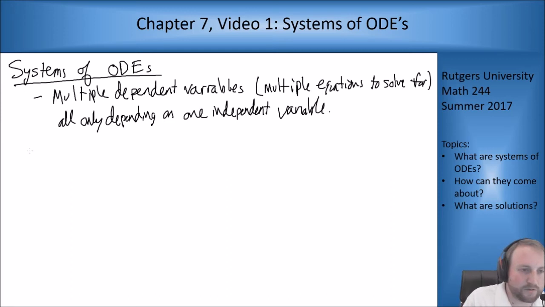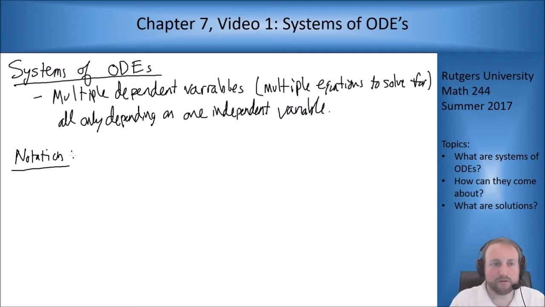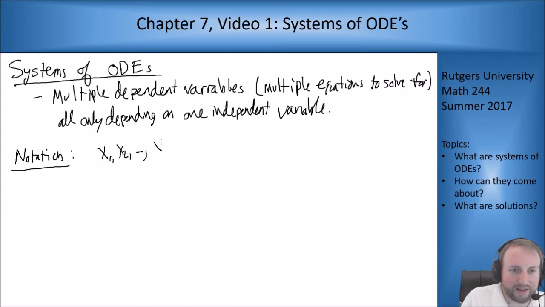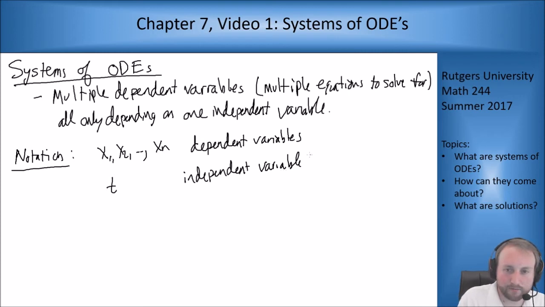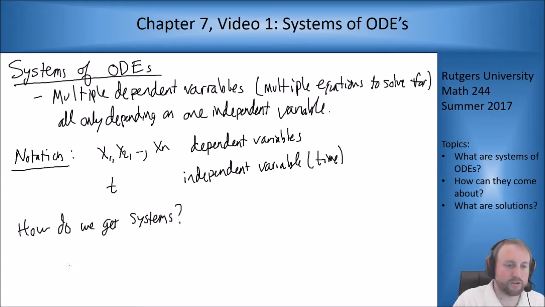So the notation we'll use for this stuff, at least the general notation, it might change a little bit when we get to certain problems, but for the general notation, we'll have x1, x2, up to xn being our dependent variables or our unknown functions, and t will be our independent variable or time. So the first question you could ask is, where could these systems come from? How do we get systems like this coming up in natural situations? So how do we get systems? Well, there are two main ways.